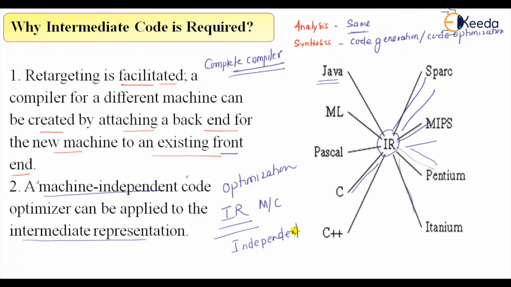So there are two reasons why we need IR: we can get a new compiler for a different machine by attaching a backend, and we can apply machine independent optimization.